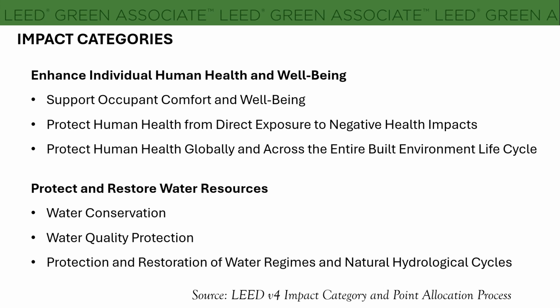The next impact category is related to human health and well-being. The goals are to support occupant comfort and well-being, to protect human health from direct exposure to negative health impacts, and also to protect health globally and across the entire built environment life cycle. The next category is related to the protection of water resources. The goals are water conservation, water quality protection, and also the protection and restoration of water regimes and natural hydrological cycles.